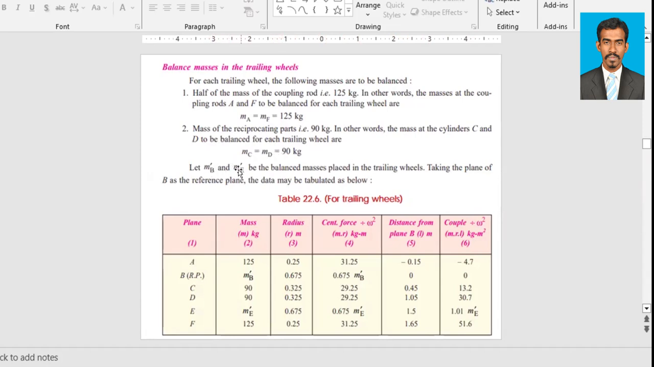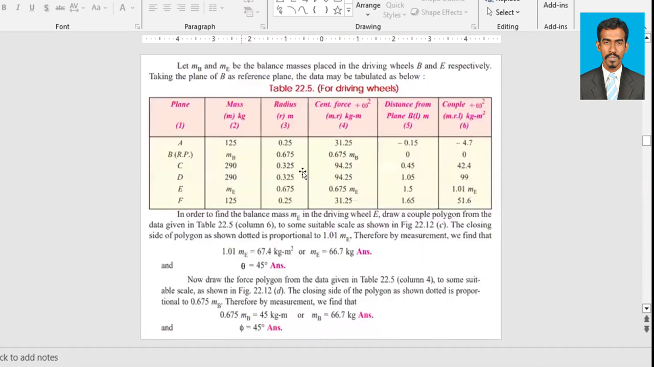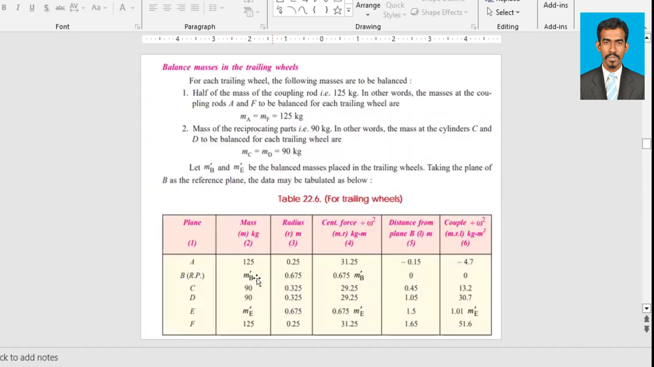Let's consider MB and ME as the balancing masses, right? Since we have used the terms MB and ME in the previous section for the driving wheels, here we will use some other term, right? Don't use MB, ME.